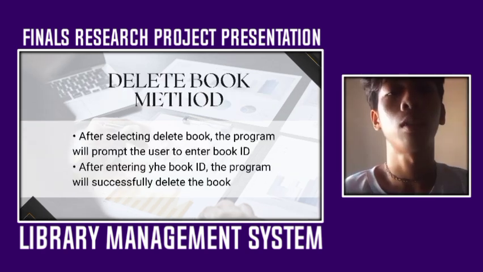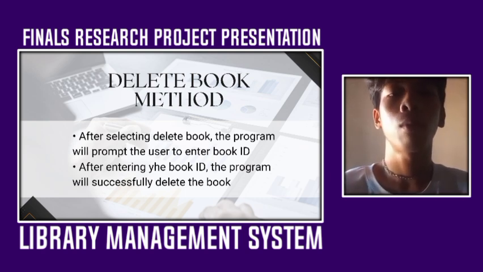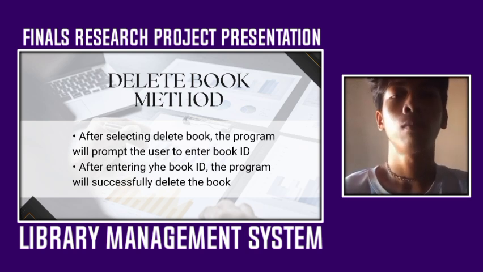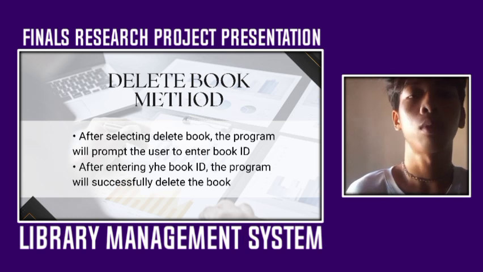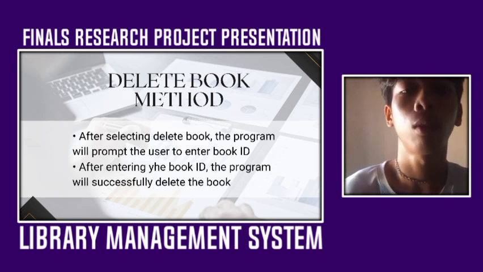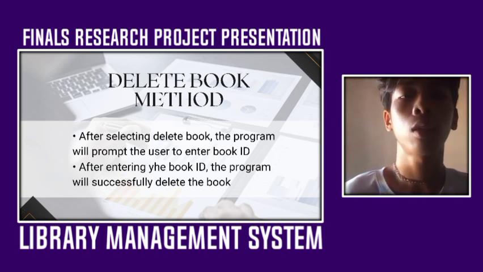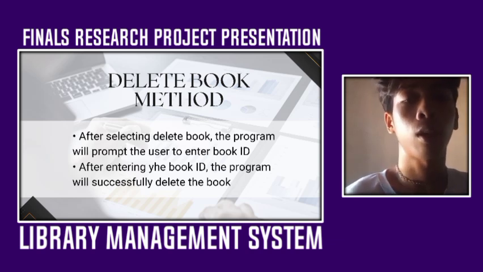Method starts by checking if total books is equal to 0. If true, it displays no books available to delete and exits. Otherwise, it calls view books to display all books. It then prompts the user to enter the book ID of the book they want to delete and searches for it using search book. If the book is not found, which is book index is equal to -1, it shows book not found and exits.